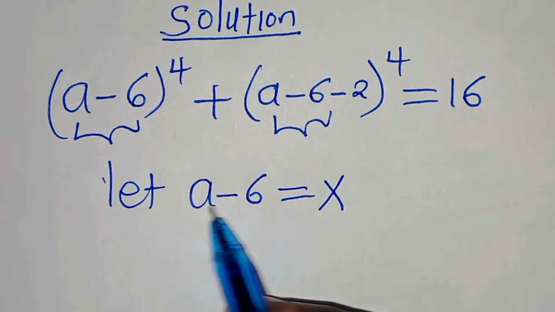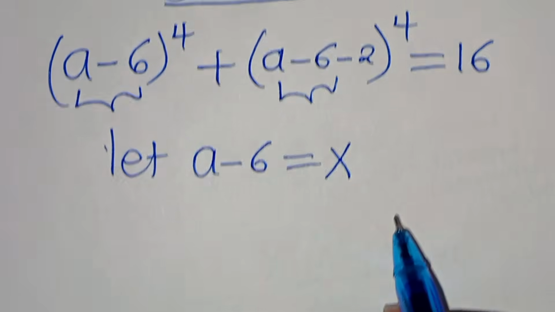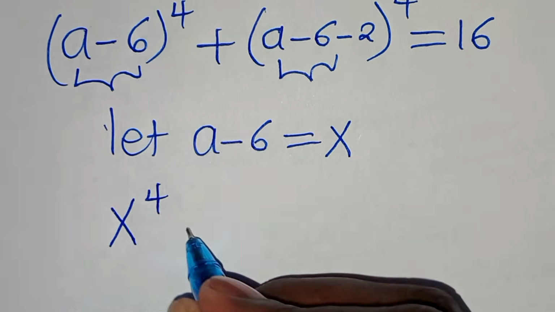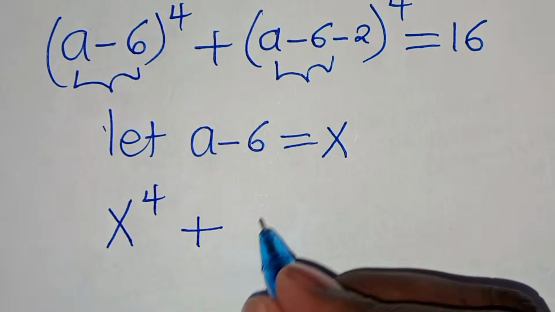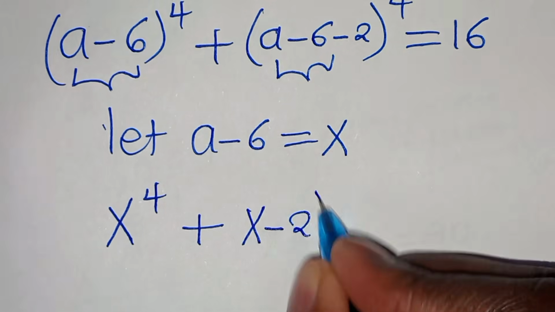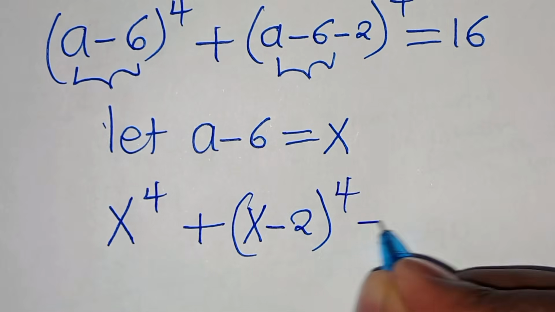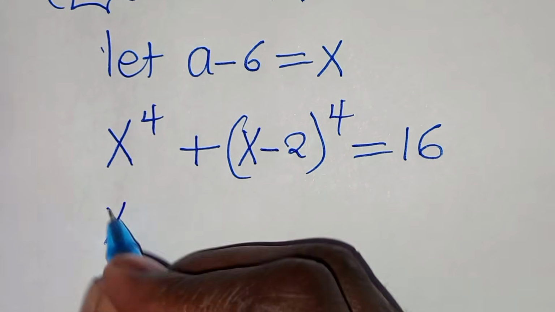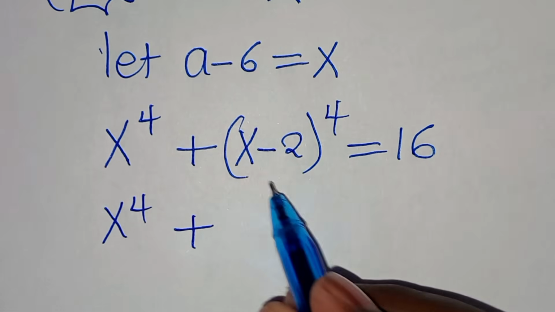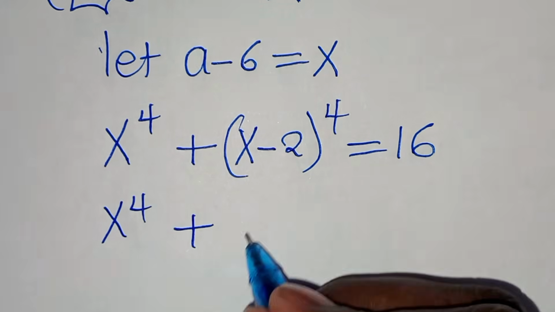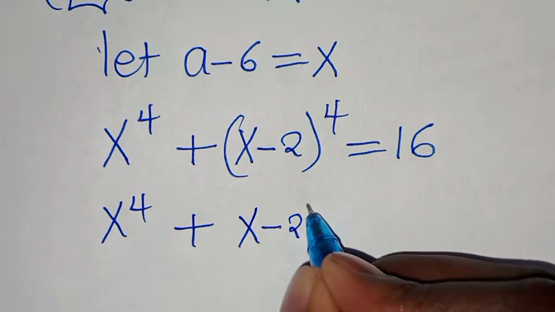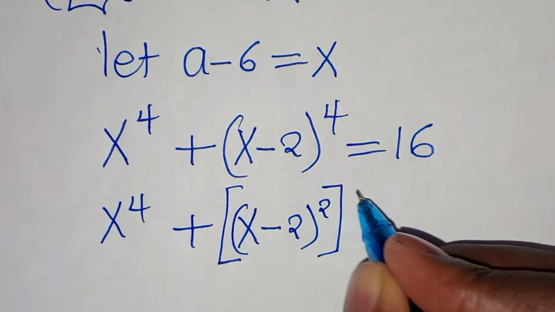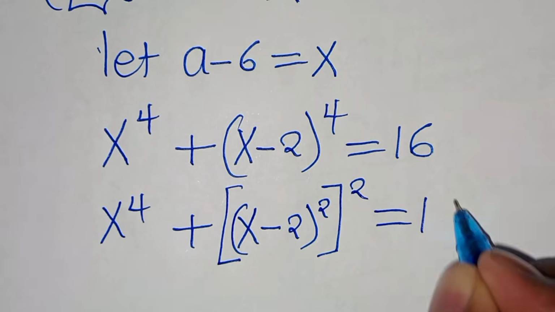So let's substitute a - 6 with x, so that now the equation becomes x raised to the power of 4 plus, here we have (x - 2) raised to the power of 4. This is equal to 16. Now, this is x to the power of 4 plus, we can express (x - 2) to the power of 4 as ((x - 2) raised to the power of 2), then everything here raised to the power of 2. This is equal to 16.